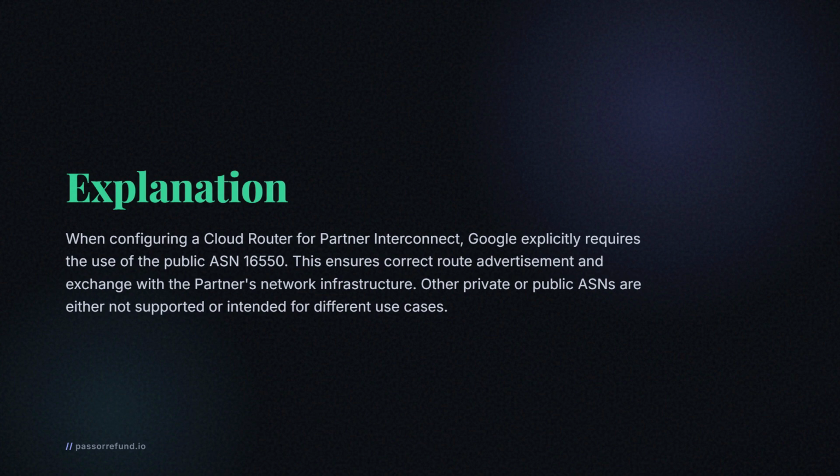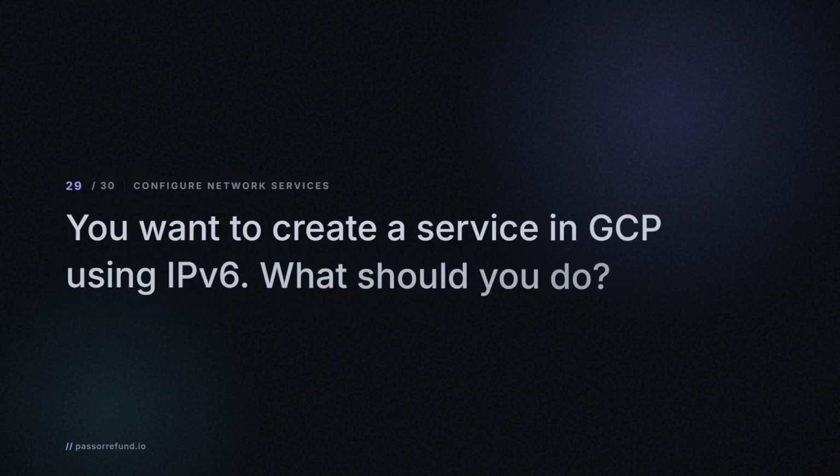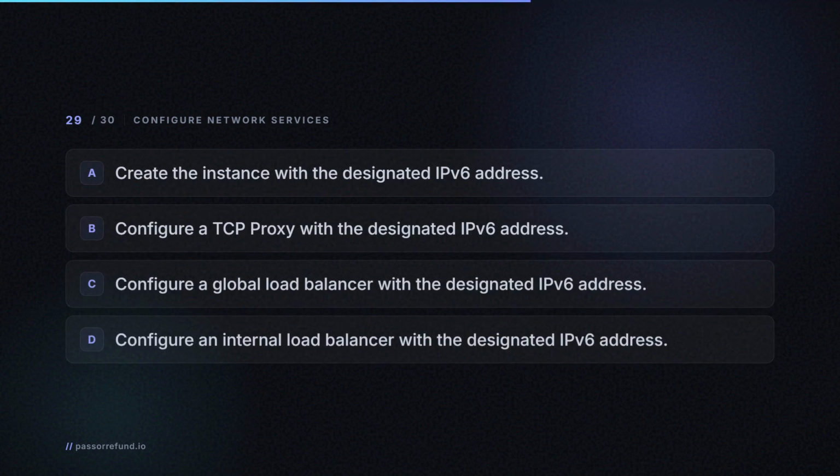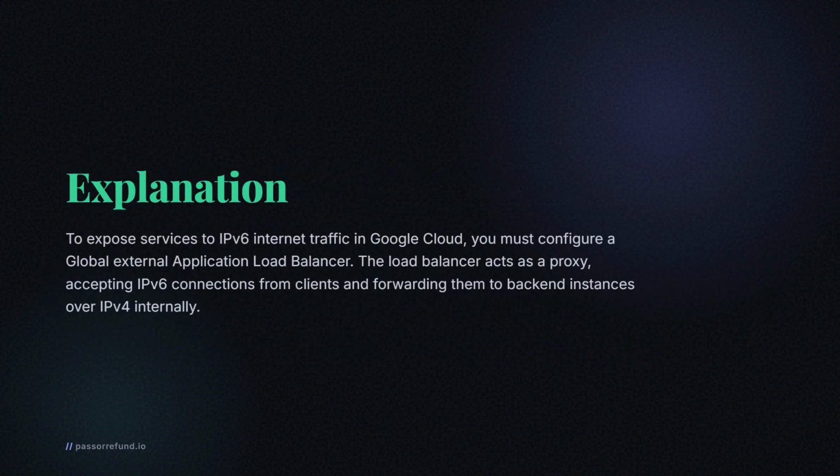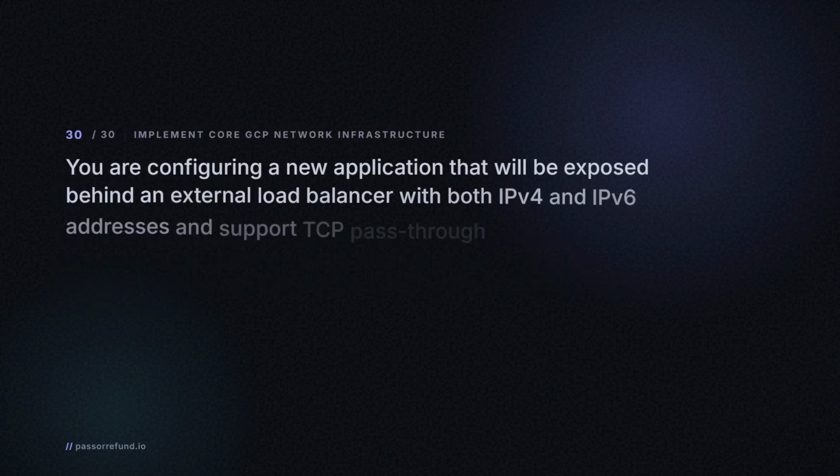The right choice is D. When configuring a Cloud Router for Partner Interconnect, Google explicitly requires the use of the public ASN 16550. So, try this question. You want to create a service in GCP using IPv6. What should you do? You should pick C. To expose services to IPv6 internet traffic in Google Cloud, you must configure a global external application load balancer. What about this one?